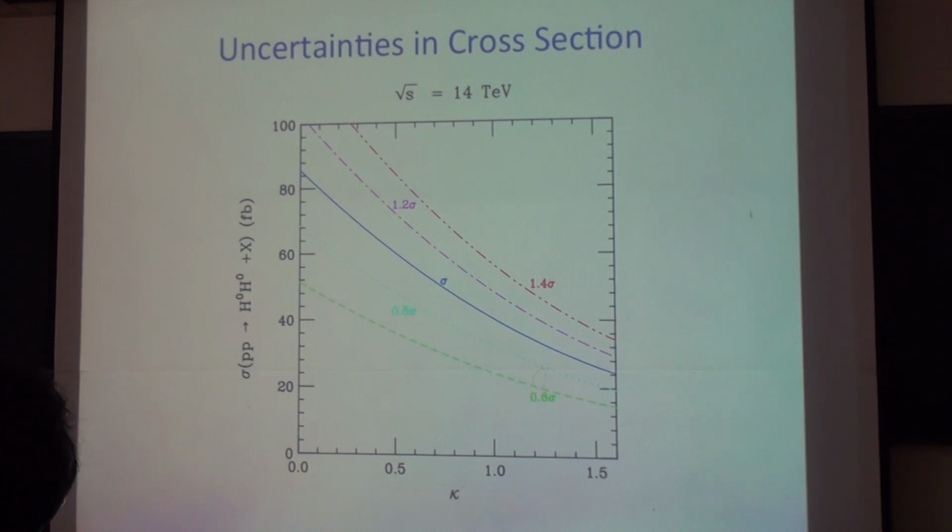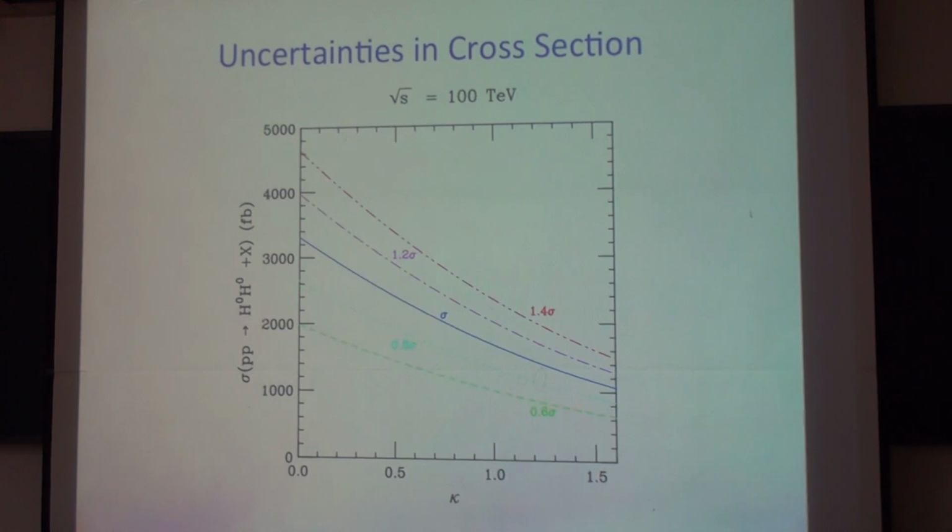So now let's consider uncertainties. This is the standard model calculation for cross-section with kappa. And if we say we have a 20% uncertainty, or if we have a 40% uncertainty, then this is a large area that the cross-section can cover. So for 100 TeV, we can determine the cross-sections more precisely. Okay. So the uncertainty is not as drastic.